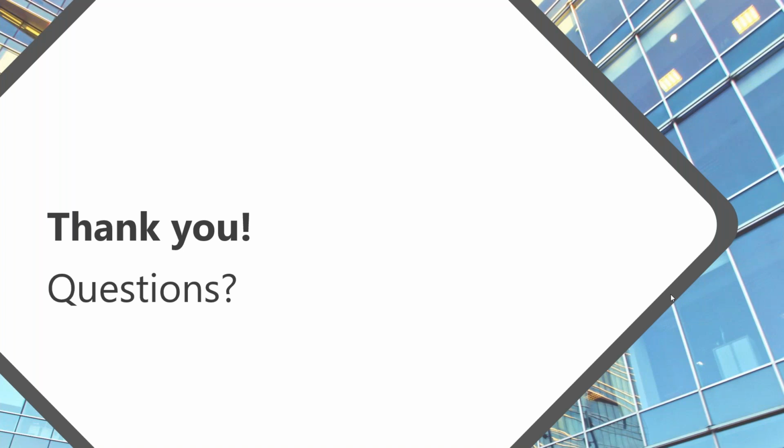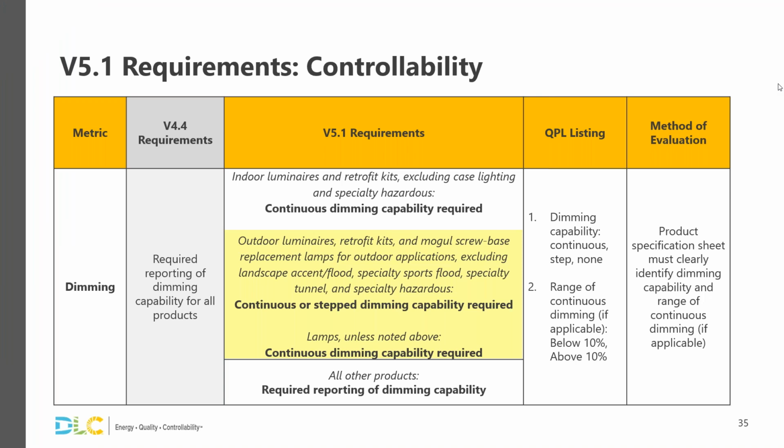Sure. And then finally for 5.1 premium, again, just like 5.0, it's continuous for all with no exceptions. The exceptions are noted in the italicized letters here. So for indoor, it's case lighting and specialty hazardous. For outdoor, it is landscape accent flood, specialty sports flood, specialty tunnel, and specialty hazardous.